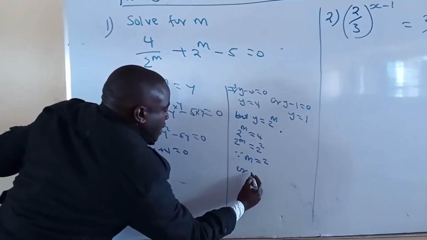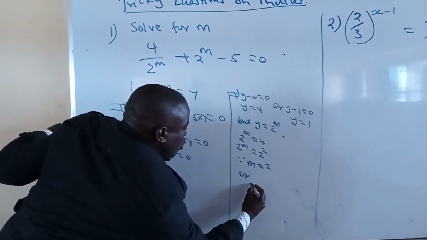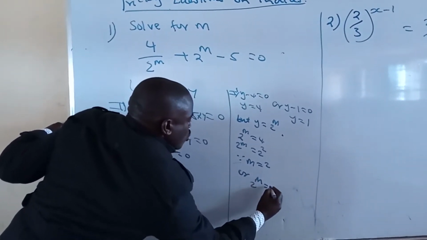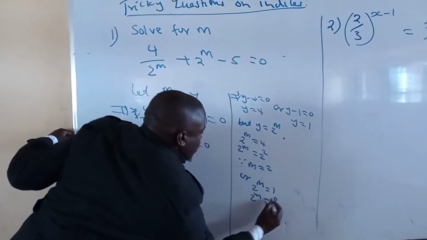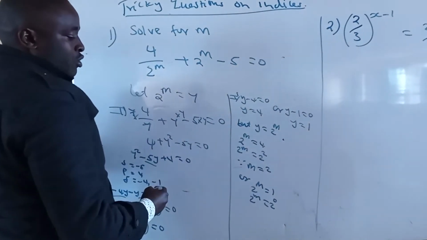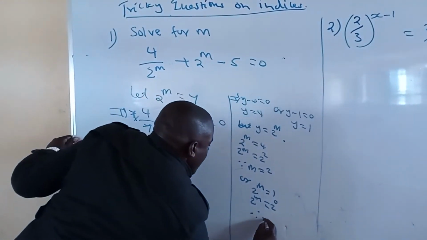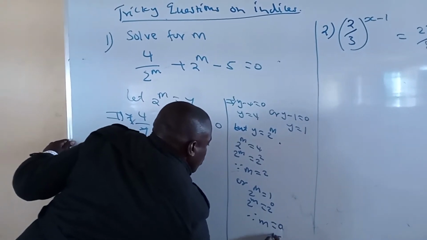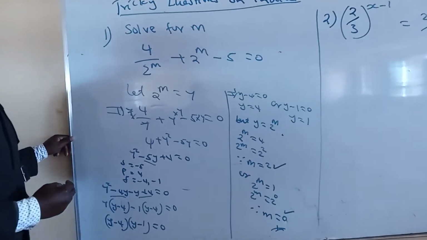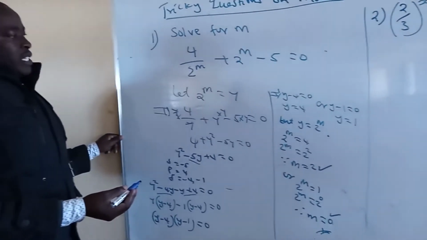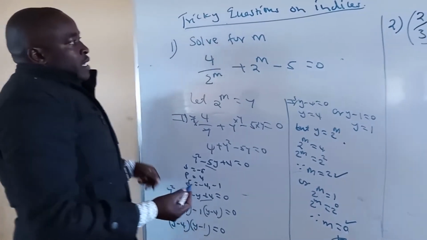Or we say that y is 1, so 2 power of m equals to 1, and therefore 2 power of m equals to 2 power of 0. 2 power of 0 from the laws of indices equals to 1. So therefore m equals to 0. So m is either 0 or 2. So it was a very simple question, but looks scary. Let's do another question on it.